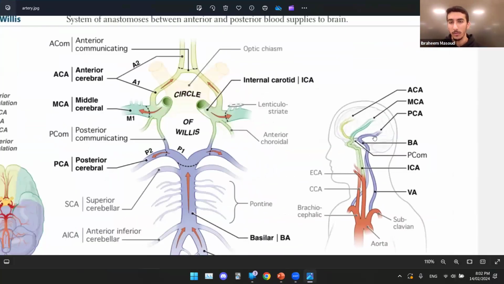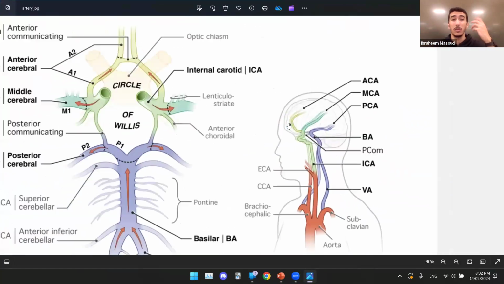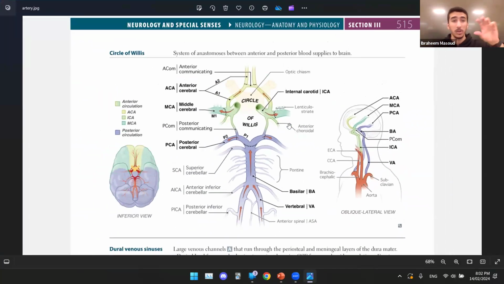Look at the course of each artery, if you notice. So now you can imagine which part of the brain, instead of just memorizing, you understand how the brain works, how the arteries go, how they communicate, and all that stuff. This is really important for you.